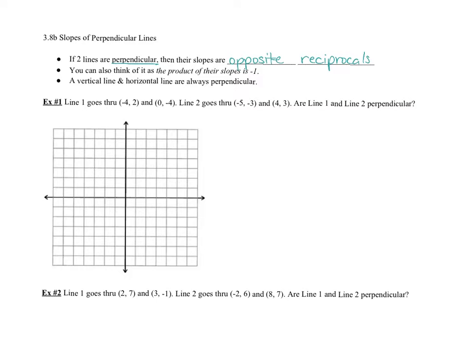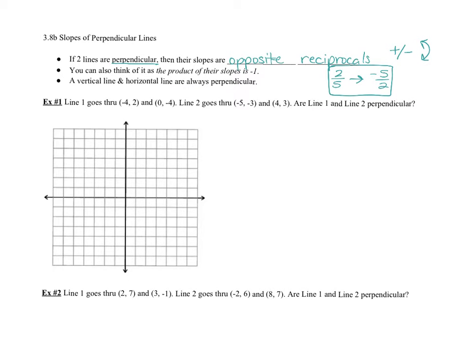What that means is you change the sign, positive to negative or negative to positive, and you flip your fraction. So if I have, for instance, a slope of 2/5, the opposite reciprocal of that is negative 5/2. It was positive and I made it negative, it was 2/5 and I flipped it over. So these would be perpendicular slopes.